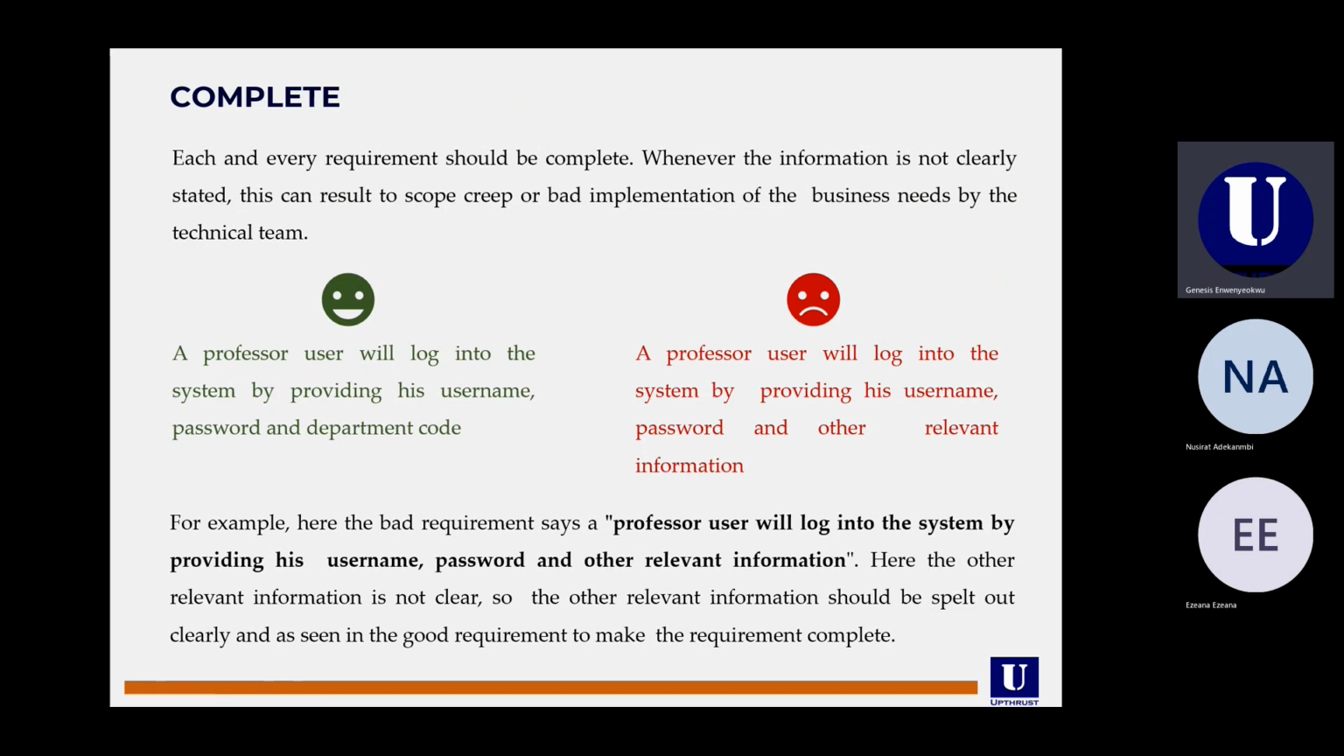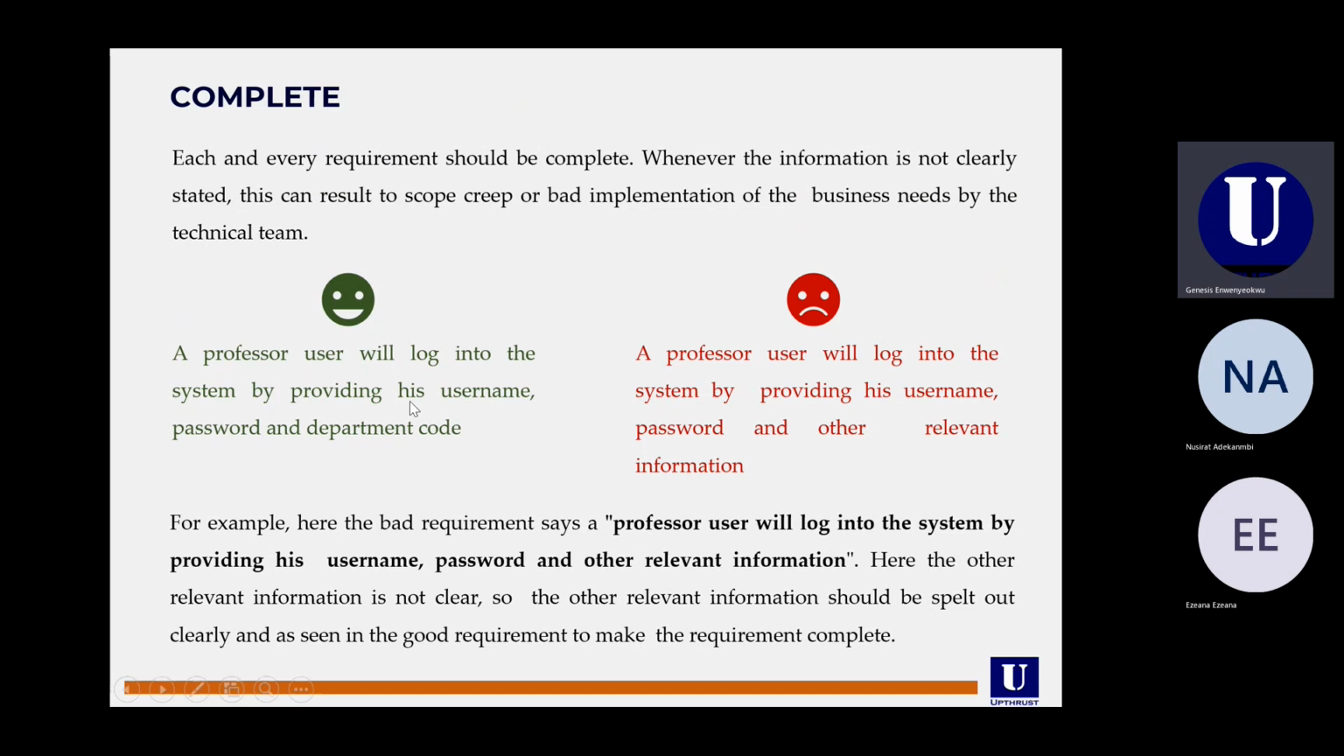In this kind of requirement, you can see that the requirement is not complete because it provides room for loose ends and scope creep. Because if you tell me to build this, I might start thinking, so what other relevant information can we have for this particular professor to be able to log into the system, right? And thereby we begin to have loose ends and scope creep.